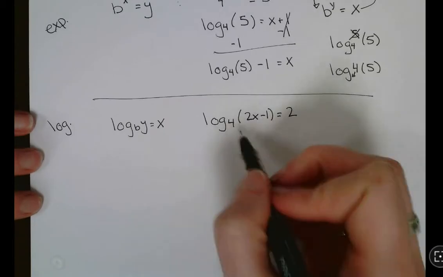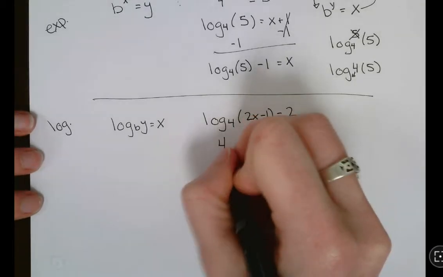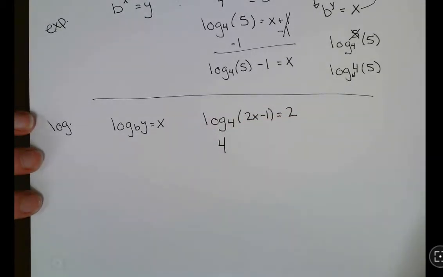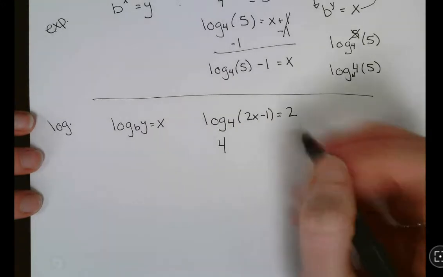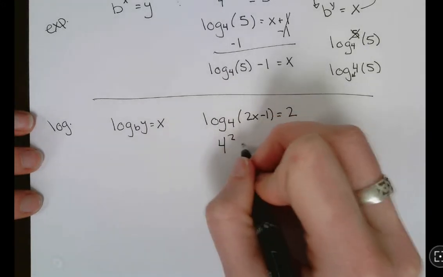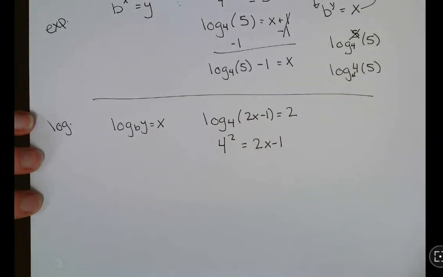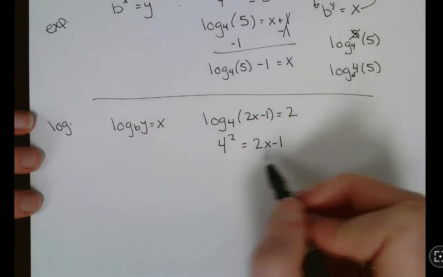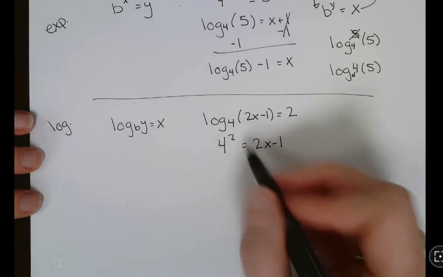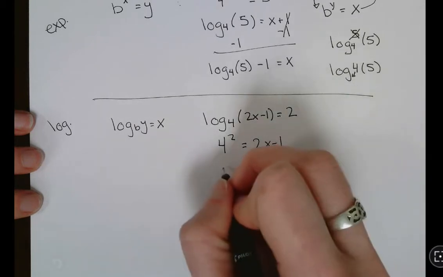So the base of my log is 4, so I'm going to just write that here. First step, write your base. Now add on that exponent, 2, equals 2x minus 1. From here, I'm solving for x, so first thing I need to say is, okay, that 4 squared is going to be 16.